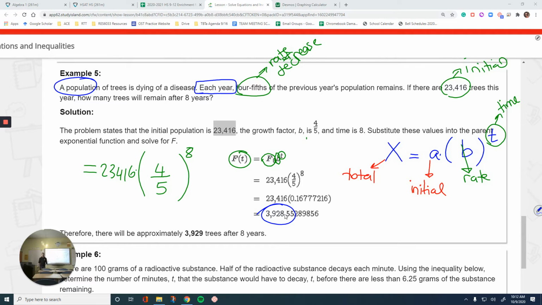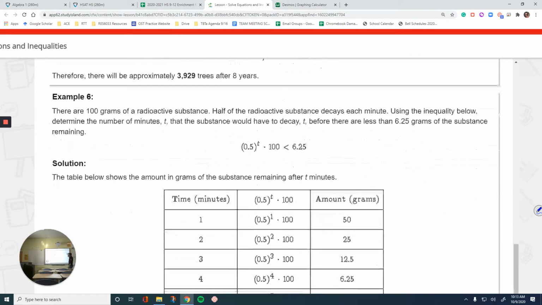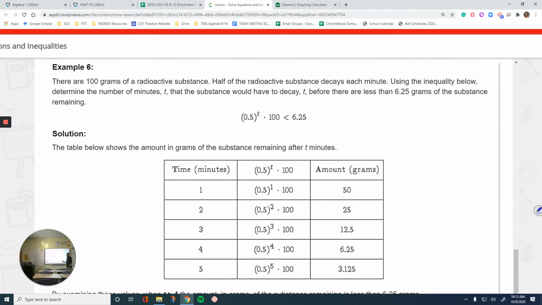But how many trees will remain? Rounded to the nearest whole number, because you cannot have that many trees, it needs to be a whole number. Round it to the nearest whole number. That's going to be your answer. Again, usually we use this form when we deal with population of people, bacteria, trees. If it's a population question, most of the time it's going to be that way. Initial number times the rate to the power of the year, which will give you the total number you're left with. Okay, let's see this one.